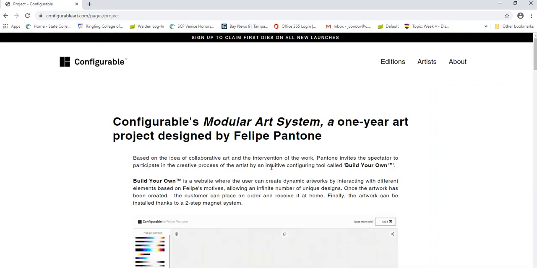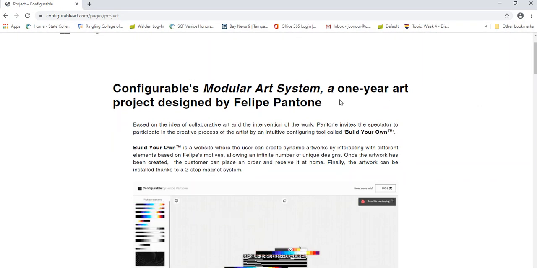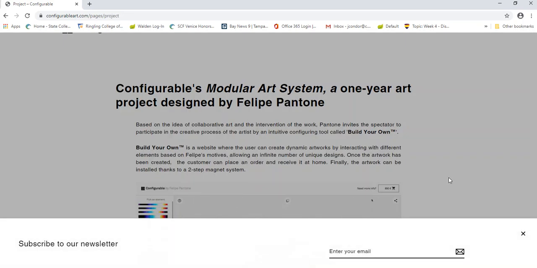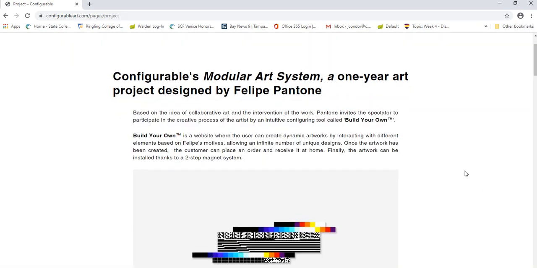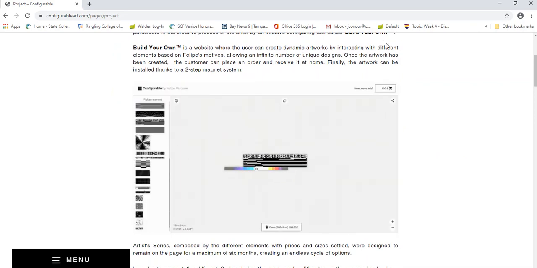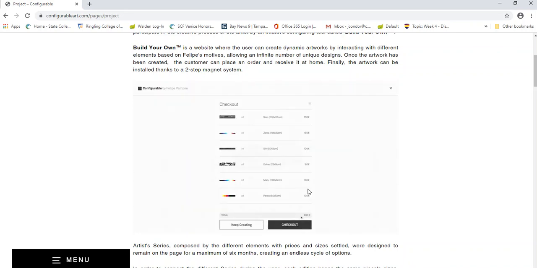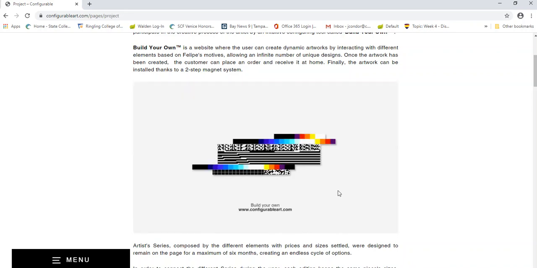And this is something a little bit different. It's again modular art, but this modular art system says a 1-year art project, and what it is, you can build your own website where you can create dynamic artworks by interacting with different elements, and you'll see how they quickly create a design. You put these pieces together, build your own configurable wall art.